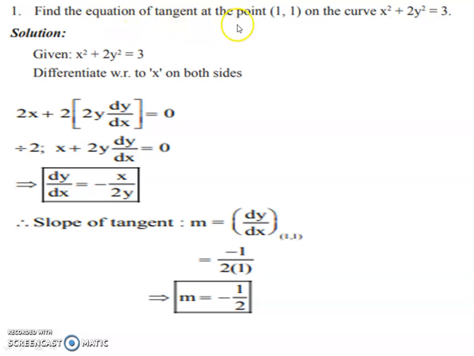Find the equation of tangent at the point 1, 1 on the curve x square plus 2y square is equal to 3. It is an implicit function. We have to take the derivative with respect to x on both sides. That is important. So the derivative of x square is 2x, 2 remains the same. Derivative of y square is 2y dy by dx. And derivative of 3 is 0 because the derivative of a constant is always 0.